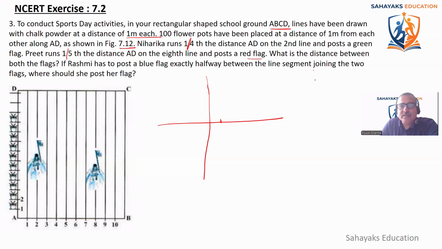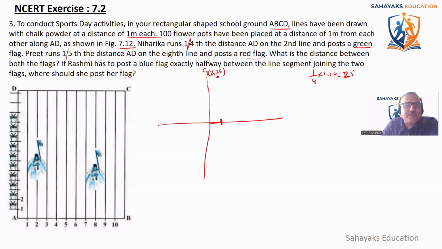So what is 1/4 of 100? 1 by 4 of 100 comes out to be 25. So where exactly is it? The x coordinate here is 2 and the y coordinate is 25. So I'll say the point where the green flag is put is (2, 25). This is the green flag, I'll just mark it as G.